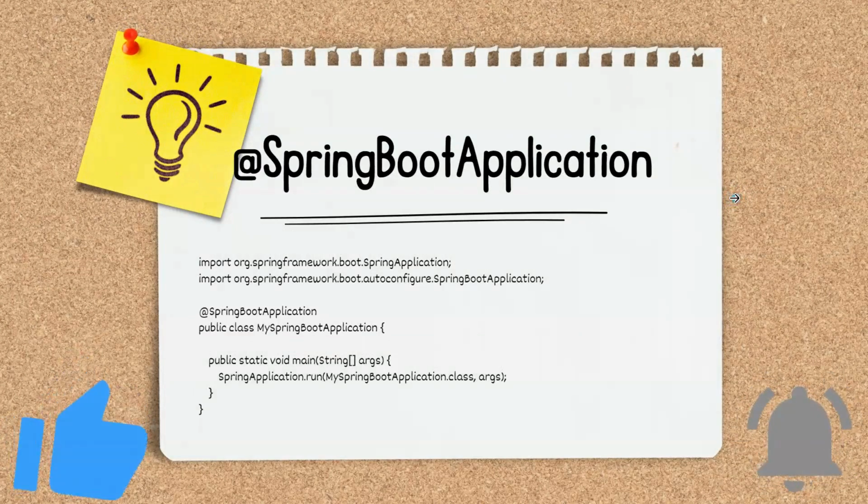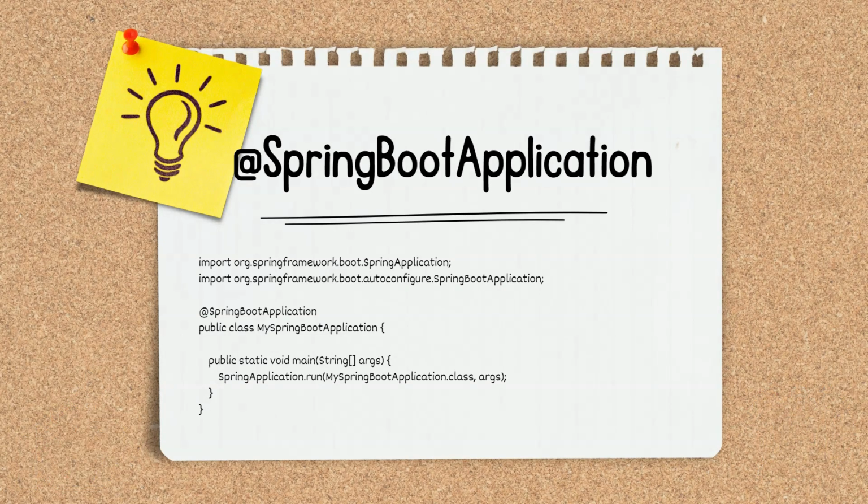So our first annotation is @SpringBootApplication. It is the most important annotation. It helps to create a production-ready application very quickly. This annotation comes with a combination of three annotations: @SpringBootConfiguration, @ComponentScan, and @EnableAutoConfiguration.